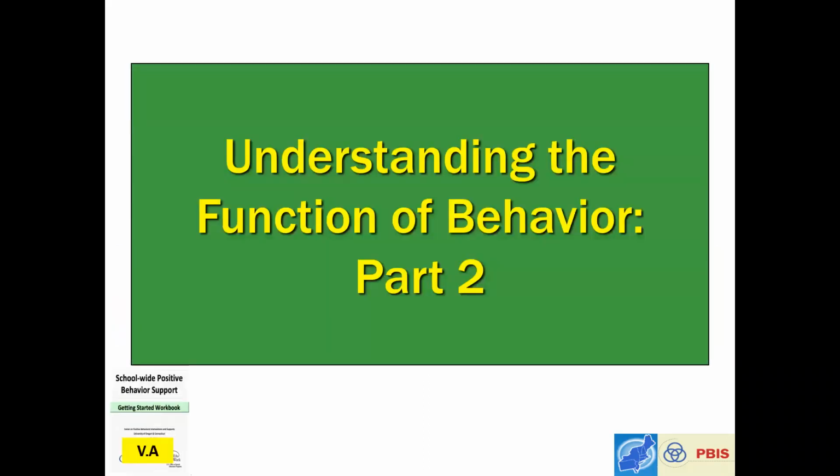Today's module is Understanding the Function of Behavior, Part 2. Part 1 focused on understanding the concept at an individual level, and Part 2 will broaden that understanding to the school-wide level. The symbol on the left-hand side of your screen indicates where in your Getting Started workbook you can find more information on these topics.